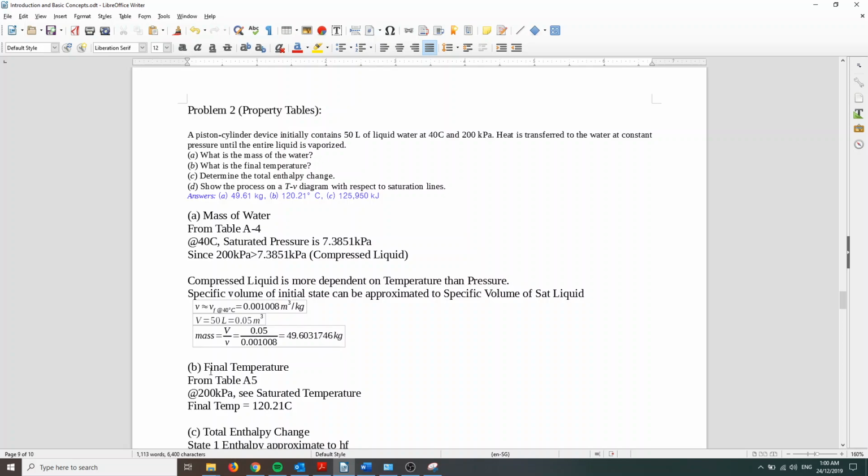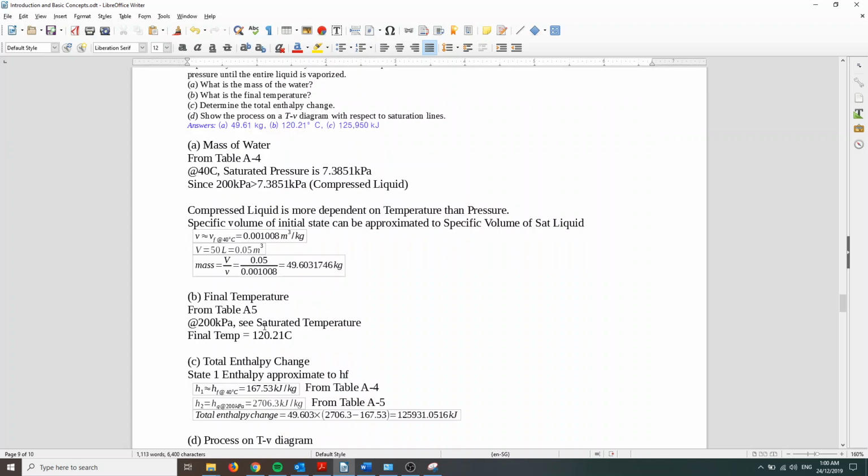Next, we can find the final temperature. From table A5, at 200 kilopascal, we can see the saturated temperature, and we can find it to be 102.21 degrees Celsius. So just look at table A5 and you can see the saturated temperature.